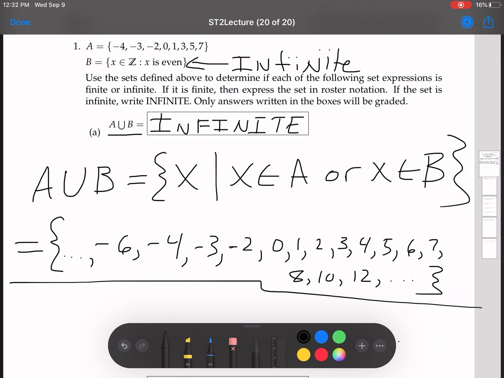Okay, now A intersect B, these are all the things that are common to both. So if you think about it, what do we have that's common to both? We're going to look at A now. Looking at A, what are the things that are in A that are also in B? This is -4, -2, and 0. So you've got -4, -2, and 0 there.